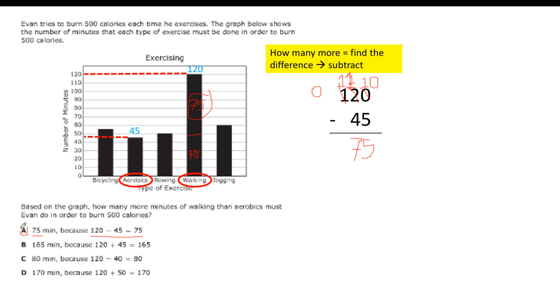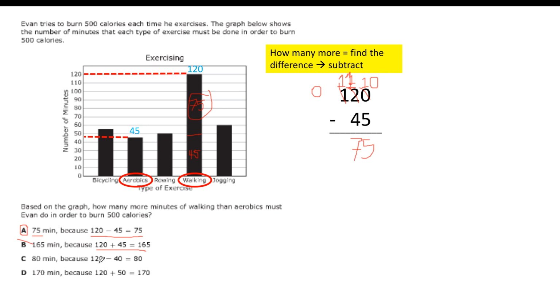So there's our answer. But just to be thoughtful, let's look at the other answers. 165 because 120 plus 45 is 165. Well, this is true, but we know that we're supposed to subtract and not add. If we added, it would give us this amount plus this amount. And that's not what how many more means, so we could cross that out.